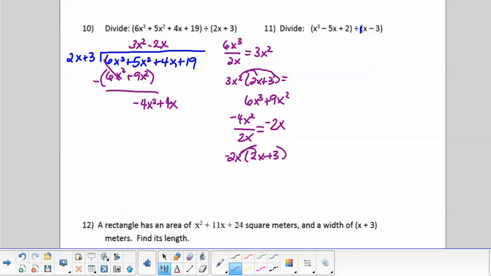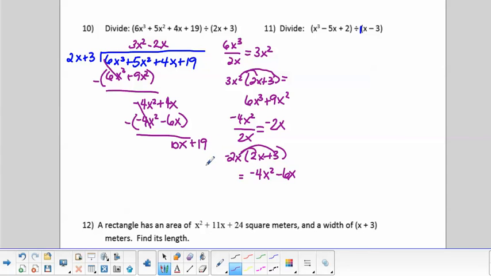Distribute, and I get negative 4x squared minus 6x. That goes down here. And subtract. So those two cancel. Now this is 4x minus negative 6x. Because of the minus negative, that makes plus 6x. So I have 4x plus 6x, which is 10x, and bring down plus 19.